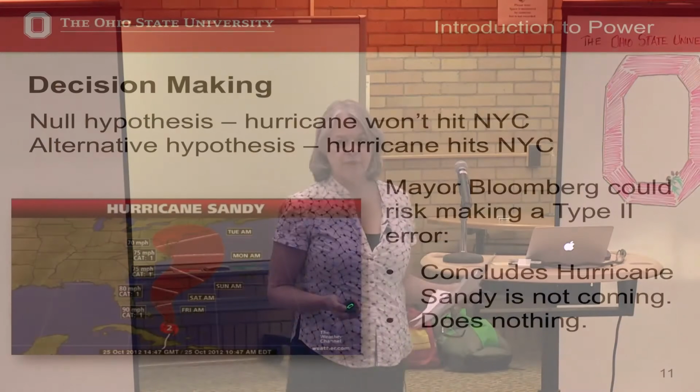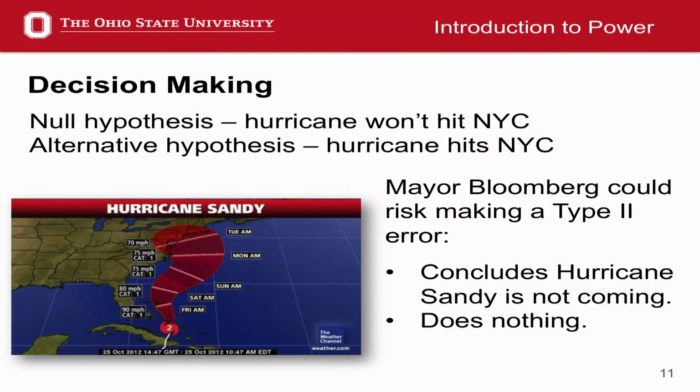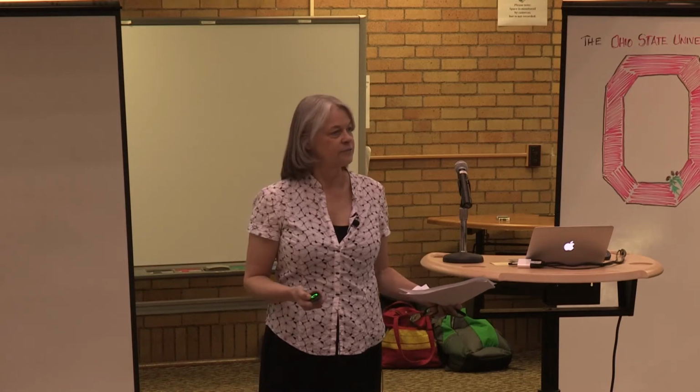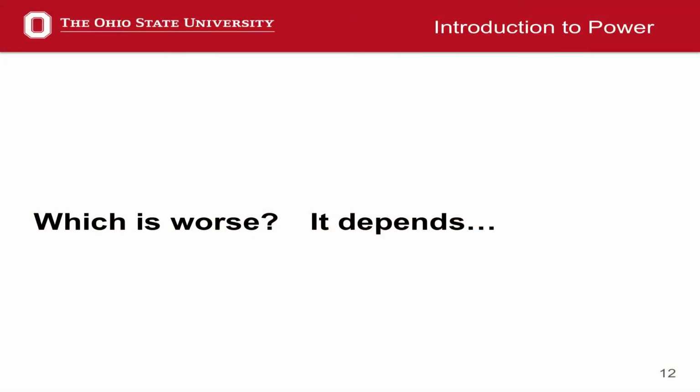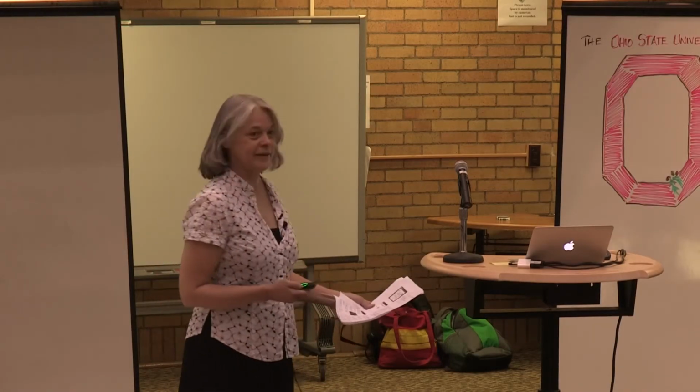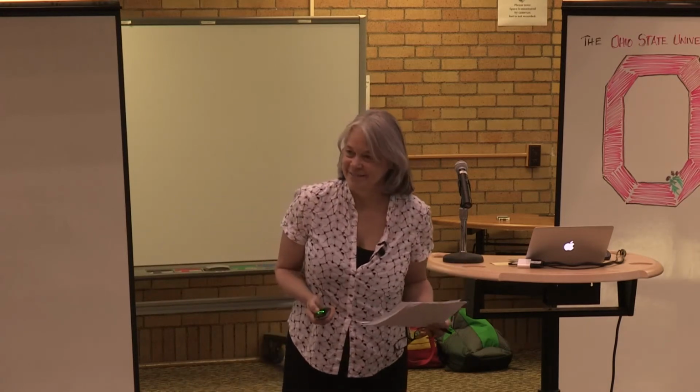There's also a consequence to making a type 2 error. If Mayor Bloomberg concludes that the hurricane is not coming, and it does come, then the consequences are possibly that people will die. So there are consequences for making both types of error. So which is worse? Well, as a famous professor of mine once said, not once, about 1,000,000 times, it depends. Those of you that know Dr. Lomax will appreciate that, I think.